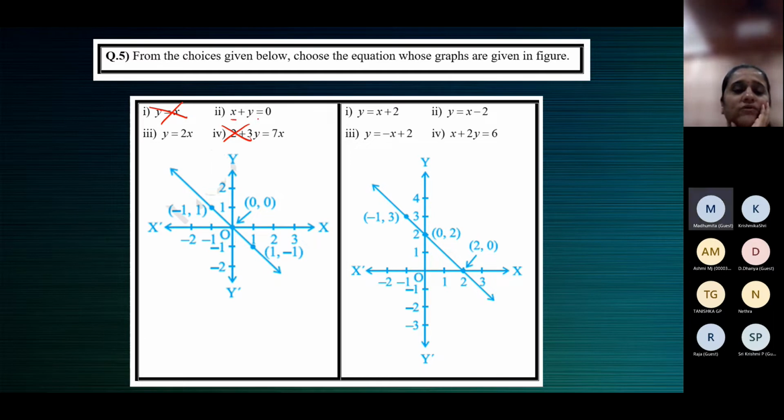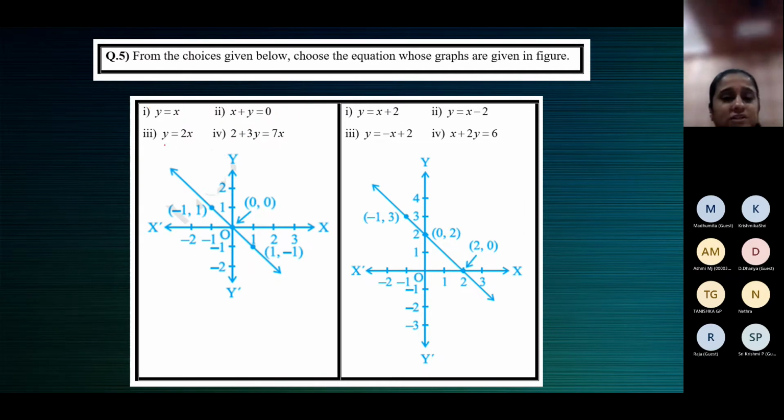Yeah. Now, if you check x plus y is equal to 0, x value plus y value is equal to 0. You can see here -1 plus 1 is 0. 0 plus 0 is 0. 1 plus -1, 0. So this can be.